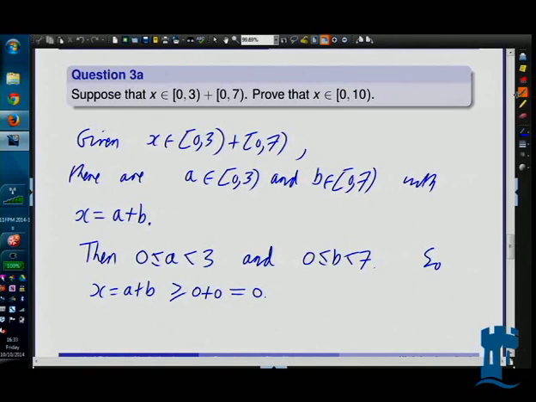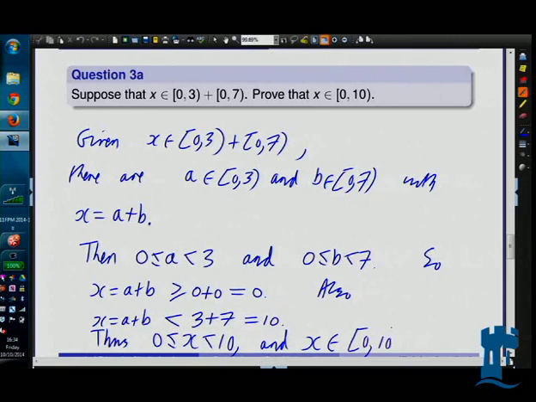And x equals a plus b is smaller than, well, a is less than 3 and b is less than 7. So that's less than 3 plus 7 equals 10. So we've got x is greater than or equal to 0 and x is less than 10. So x is in this interval. And that does that bit.